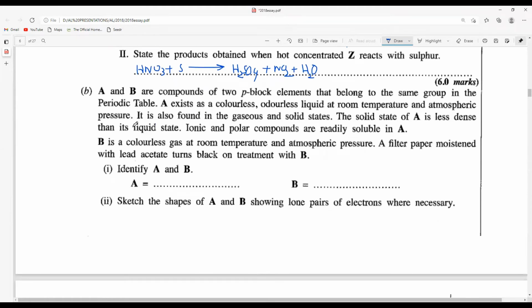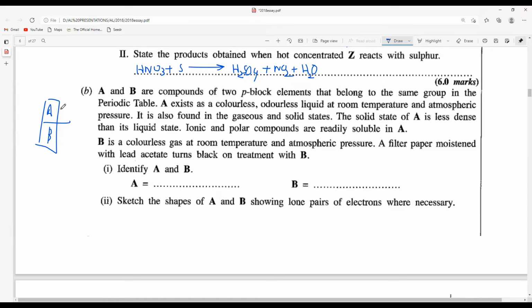So we have to move to part B here. It gives: A and B are compounds of two p block elements that belong to the same group. Okay, so again p block elements, and now here it's two elements A and B which belong to the same group. But we don't know whether they are consecutive, like adjacent in the same group or not. A exists as a colorless, odorless liquid at room temperature.